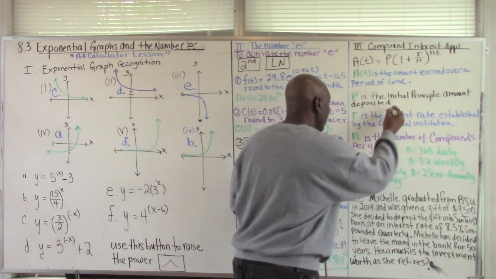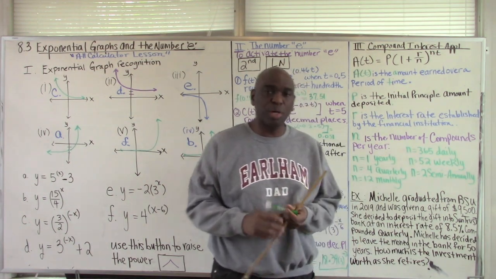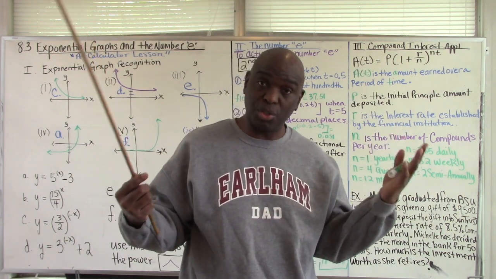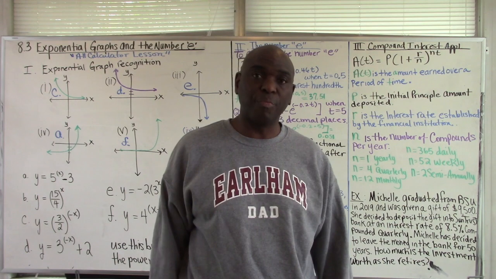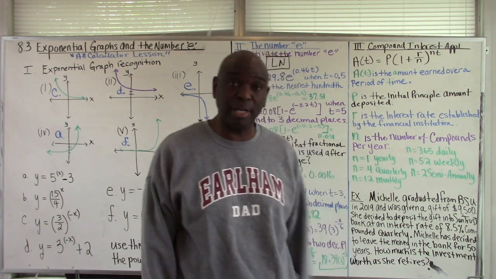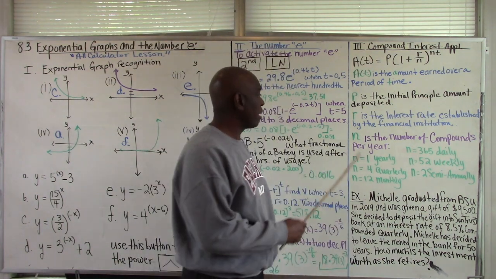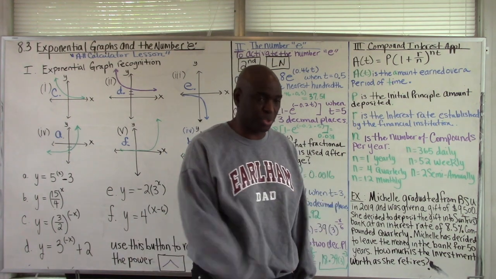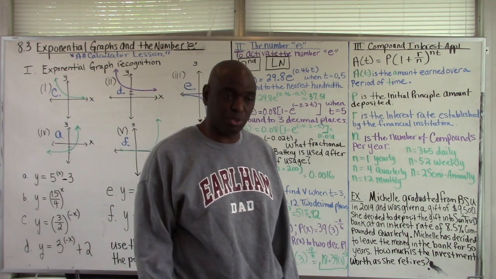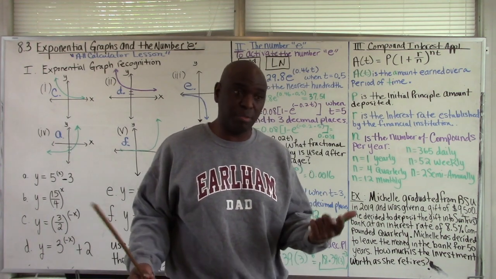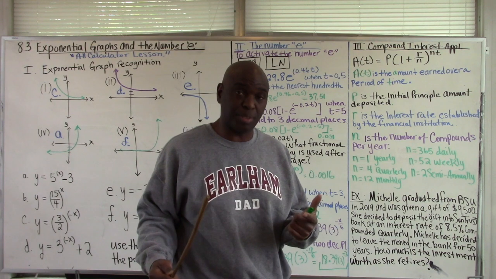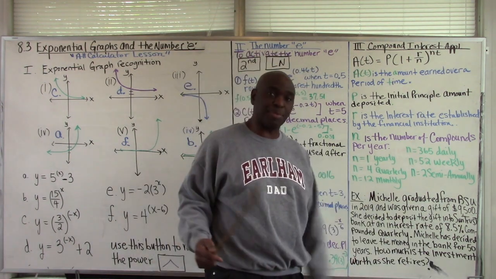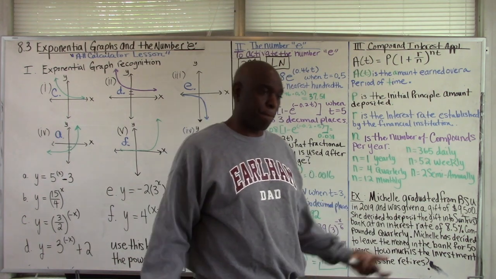P is the initial principal amount deposited. When you go to the bank, you have money, how much you're going to deposit? That's your principal amount. It's the initial amount you take into the bank to put in there. R is the interest rate established by the bank or the financial institution. We're going to give you so much money over time in interest based upon how much you deposited. So the interest rate could be 5%, 6%, 7%. That's not a bad deal.